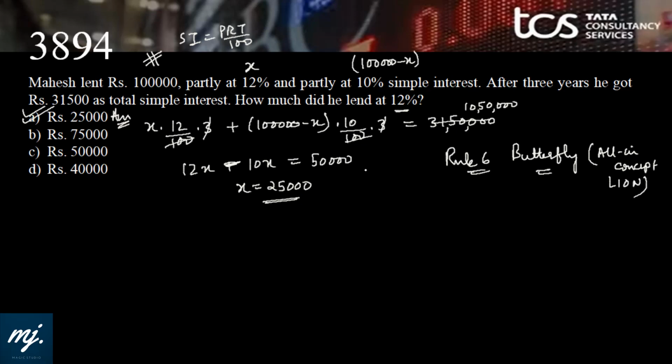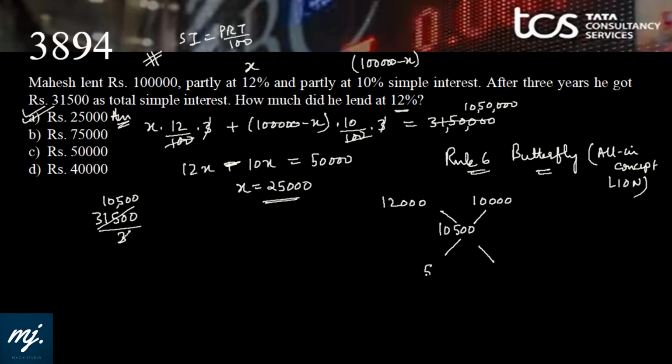If the entire 1 lakh rupees is invested at 12%, interest collected is 12,000. And if the entire 1 lakh rupees is invested at 10%, interest collected would be 10,000. But the interest collected is 31,500 for 3 years. That means for 1 year, interest collected is 10,500. That we write in the middle, and we can see that 10,500 lies between 12,000 and 10,000. Our butterfly is ready and ready to fly.